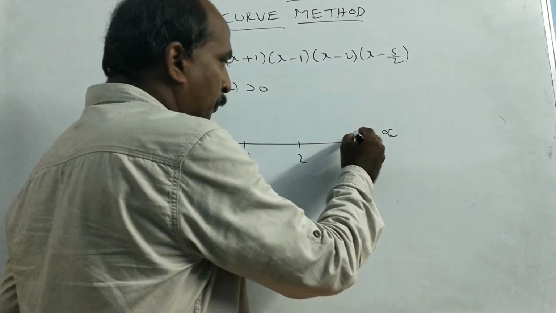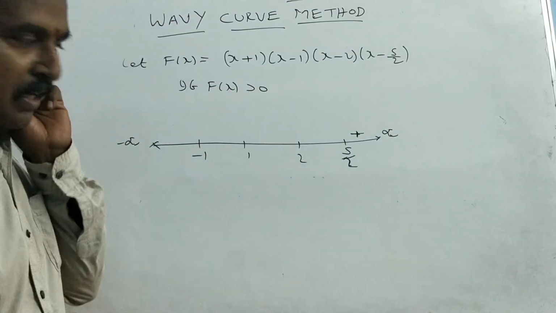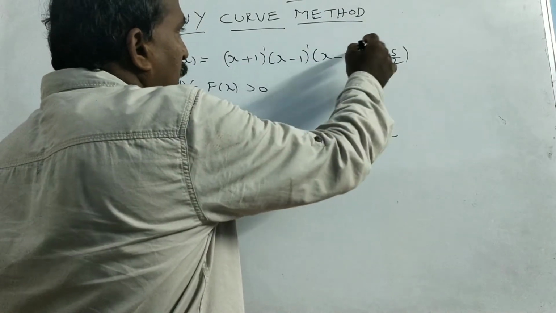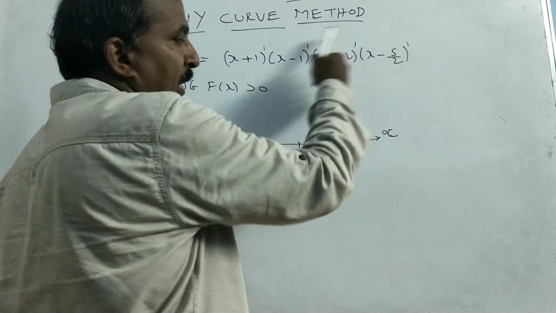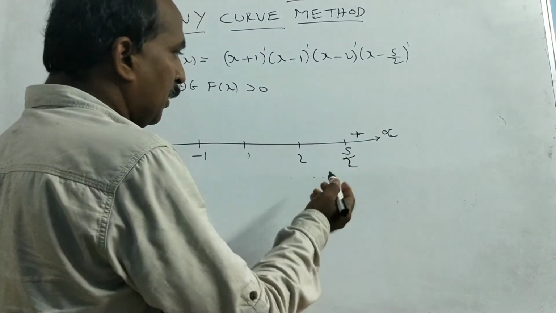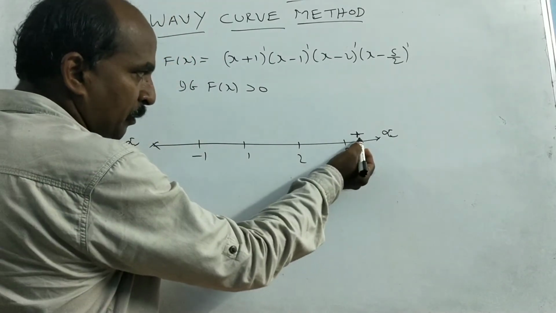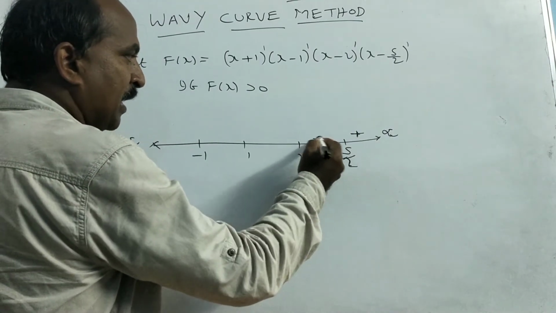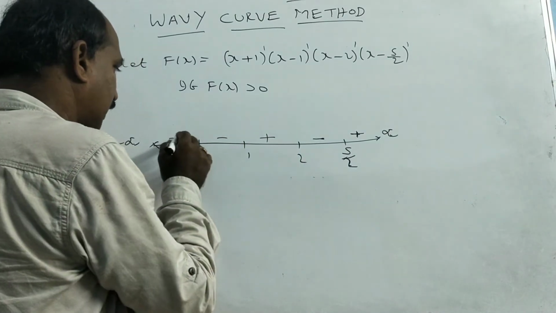We always take positive sign here. Each power is odd, so k1, k2, k3, so on, kn are all odd. Therefore, we take positive and negative alternatively. Here we take always positive sign, so here we take negative. Alternatively positive and negative: next we take positive, next we take negative, next we take positive.